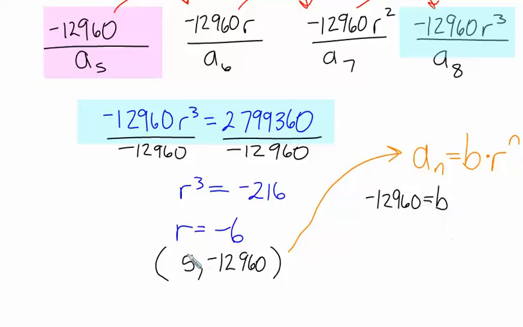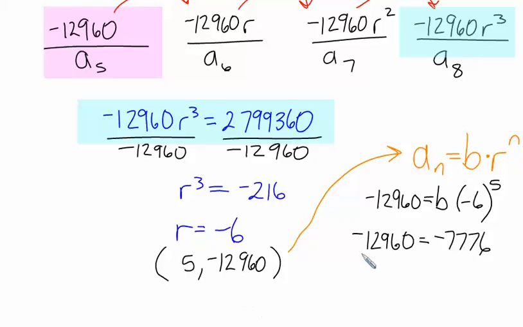We're leaving the b alone. The r is a negative 6. Make sure you put that in parentheses. And the n is 5. So when we type out negative 6 to the 5th power, please make sure you put it in parentheses. We get negative 7776.